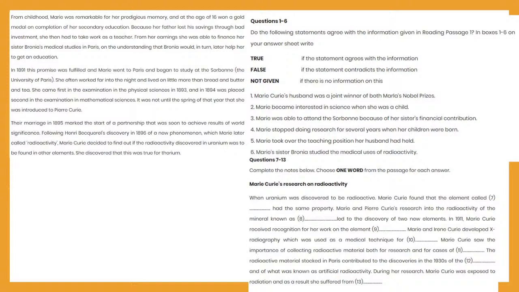Like uranium. So if we see the keywords: uranium, radioactivity, radioactive, element. Fine. So when uranium was discovered to be radioactive, Marie Curie found that another element, thorium, had the same property. The answer for this is thorium. If you want, you can write the answers with your pencil or pen. And this is thorium. Okay, let's jump to the next paragraph.